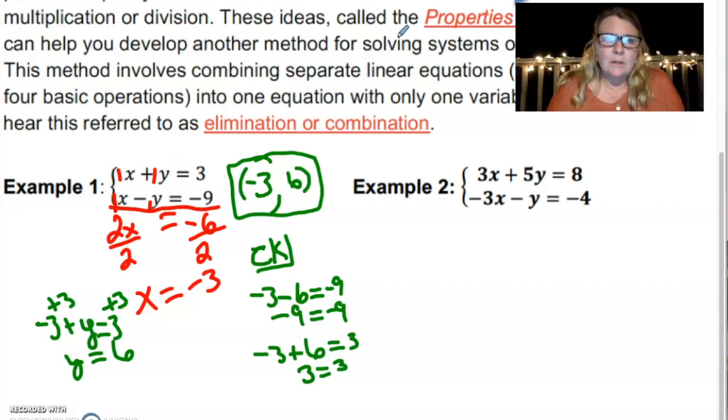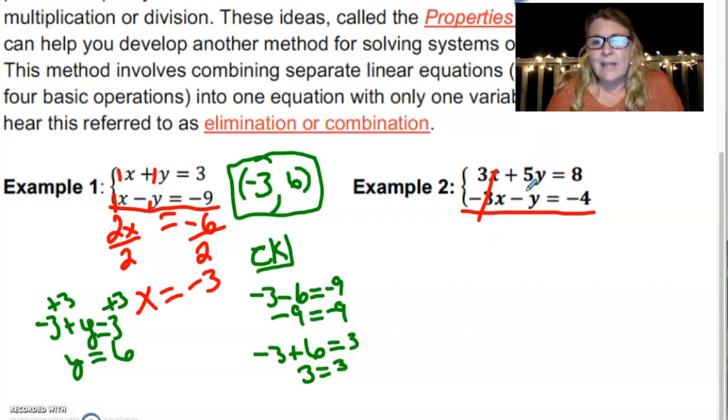Okay, so let's look at another one. Here, you can see that it doesn't matter whether the x's cancel or the y's cancel. It doesn't make any difference. If I add my like terms together here, a positive 3 and a negative 3, when you add that together, it goes to 0x. You don't have to write down 0x. You can just say they go to 0.